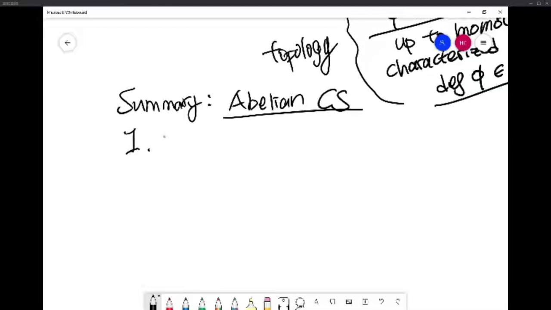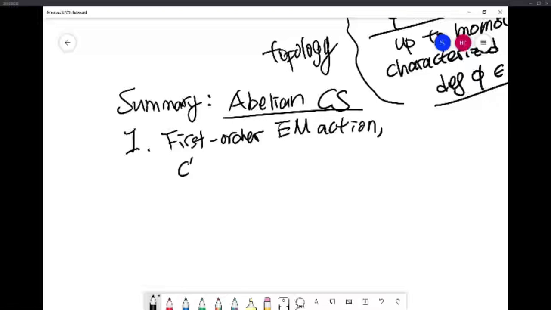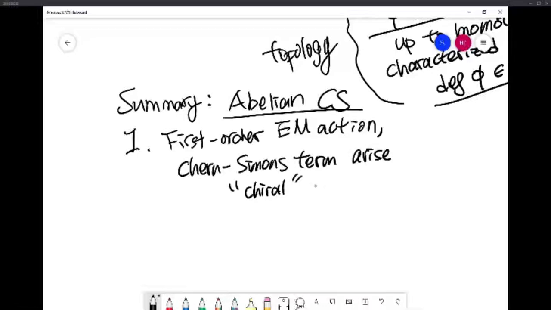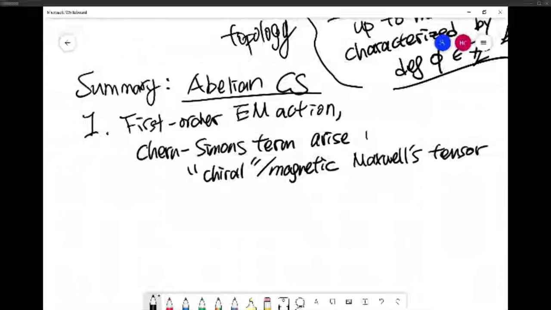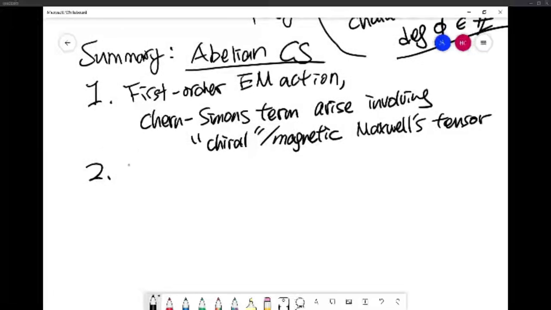The summary is that, in terms of the action, first order electromagnetic action, a theta term arises, which is sort of like a chiral or magnetic term, involving Maxwell's tensor. Second, that the theta term action is topological.